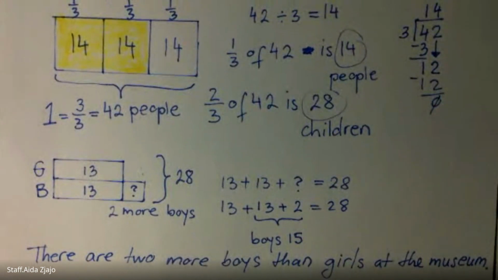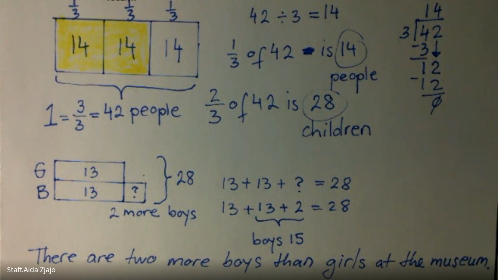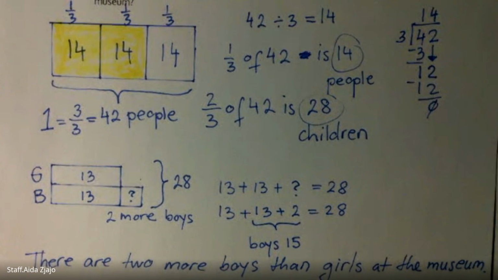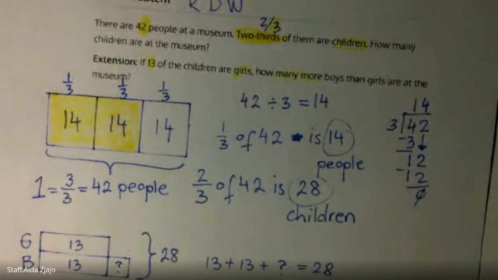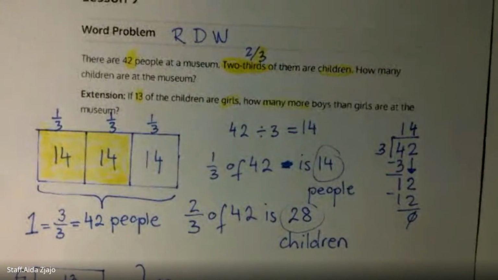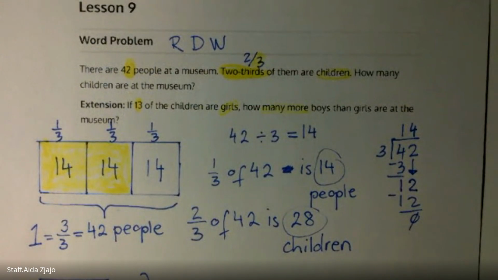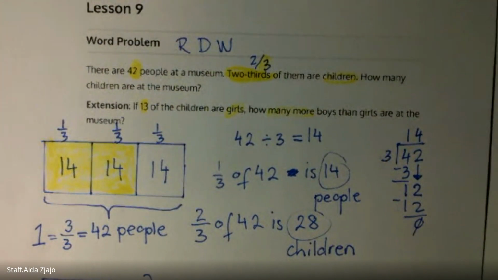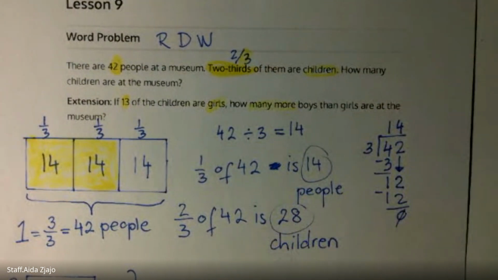Okay, so this was our lesson 9 word problem in module 4. And this was Mrs. Z. I hope that makes sense to you. And we used our read, draw, and write strategy to solve this problem. How many children are at the museum? I already answered that here, so that's fine.